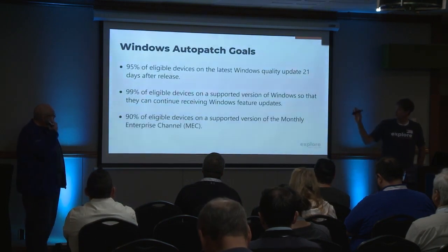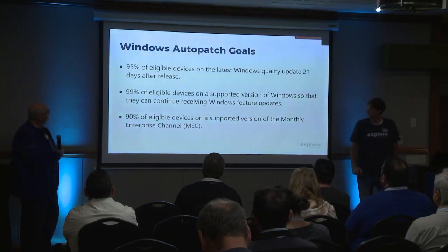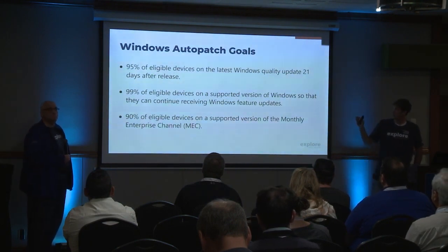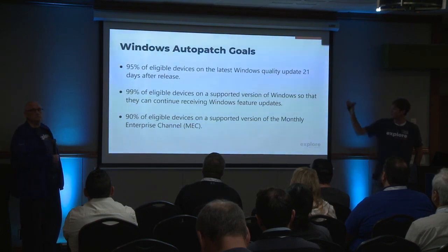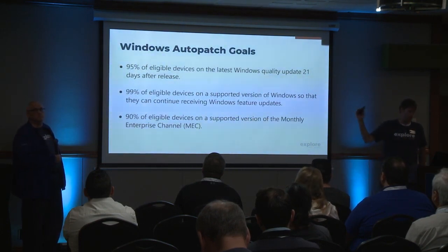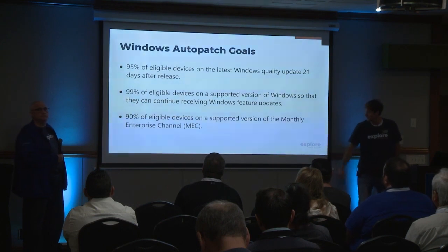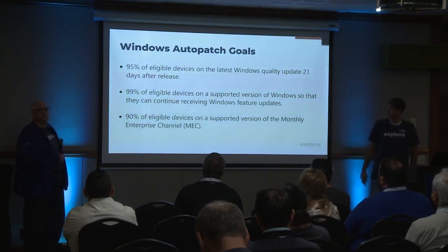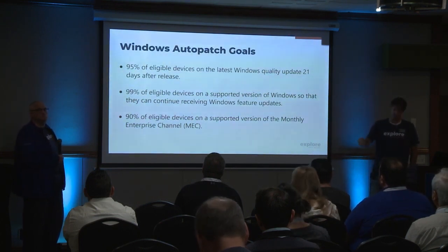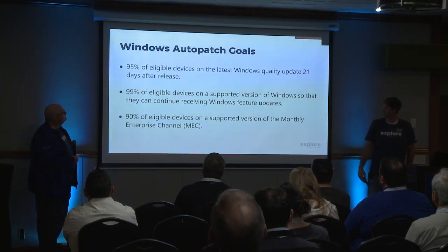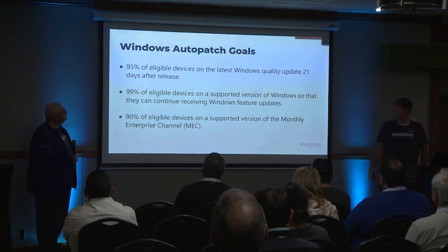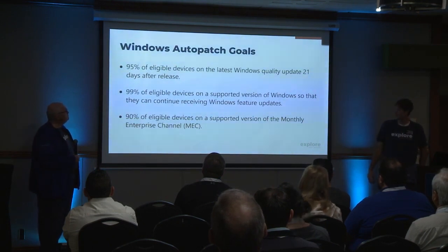So the Autopatch goals are, when you enroll in Autopatch, it's going to keep at least 95% of your devices on the latest quality update. Quality updates are the monthly cumulative updates, and the different update rings will go from day 1 to 21 days after release. You want to have 99% of your devices on a supported version of Windows.